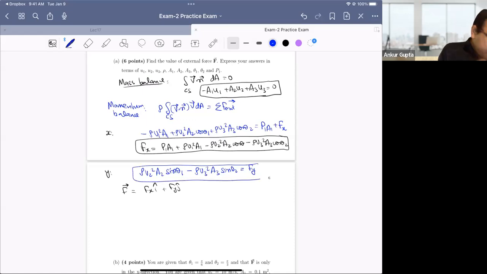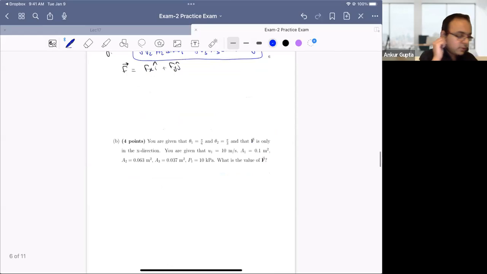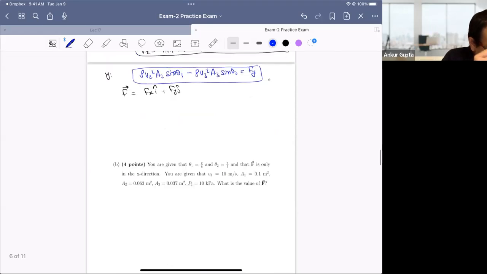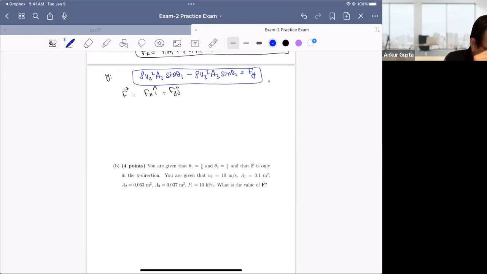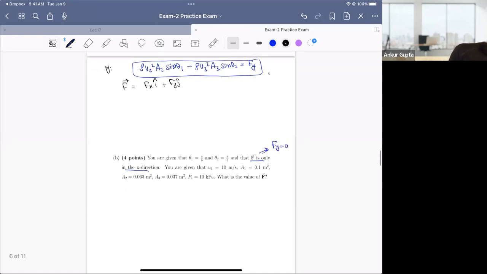All right. Okay. So let's keep going. Now the question is, you are given that theta 1 is equal to theta 2 is equal to pi by 3, and F is only in the x direction. We are given that U1 is equal to this, A2 is equal to this, A3 is equal to this, P1 is equal to 10 kilopascals. What is the value of the F vector? So basically, we have been given that F is only in the x direction, which means that F of y is equal to 0. And we have been given sine theta 1 and sine theta 2 as well.